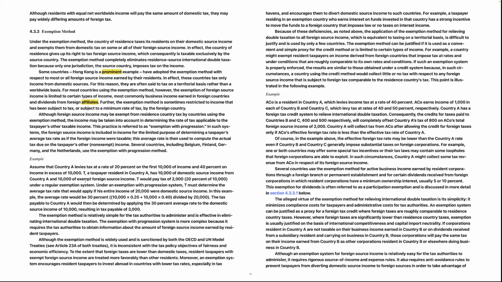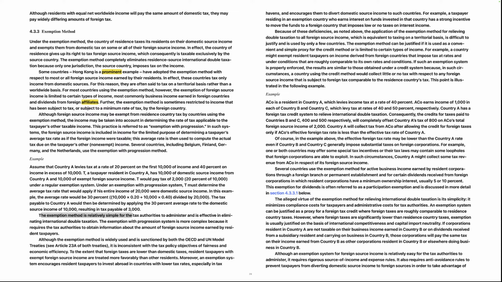To find the tax, we first find out the average tax rate, rather than using the 40% marginal rate. The average tax rate is 30%, so we apply that 30% average tax rate. That is how the exemption method works under the progression system.